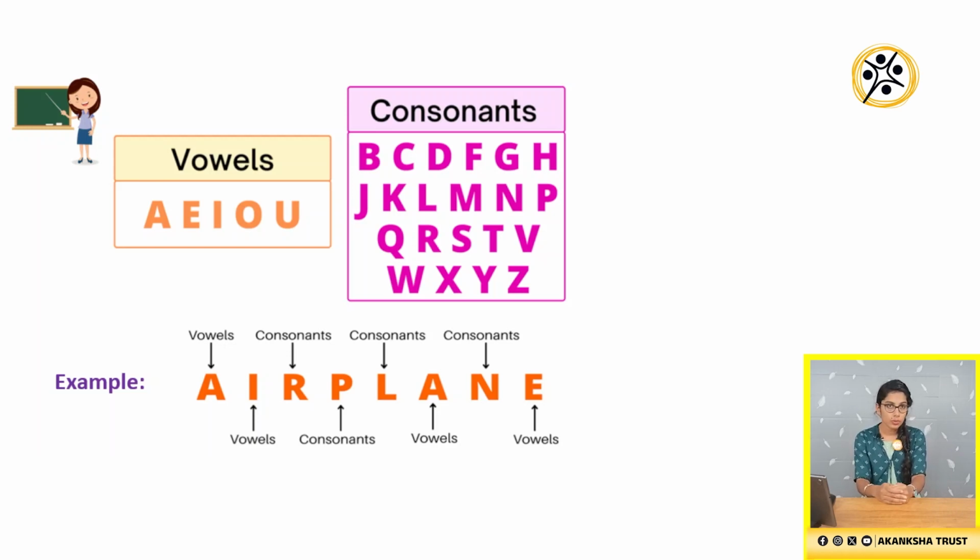I is again a vowel. R is a consonant, and P is a consonant. L is a consonant. A is a vowel. N is a consonant, and E is again a vowel. Like this, in the upcoming questions, you must be able to identify the vowels as well as consonants, and based on that we can solve our problems.